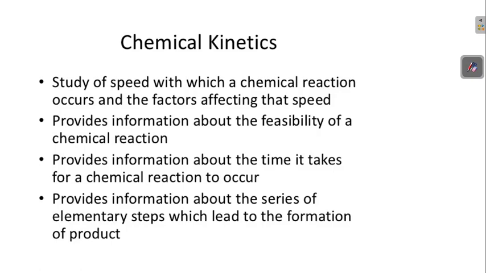Chemical kinetics also provides information about the feasibility of the chemical reaction. If it's going to take 100 years for that chemical reaction to happen, it's not any good to us. We're not going to be around by the time it finishes. Chemical kinetics also provides information about the time it takes for a chemical reaction to occur. It provides information about the series of elementary steps which lead to the formation of product. So all of these are covered under kinetics.